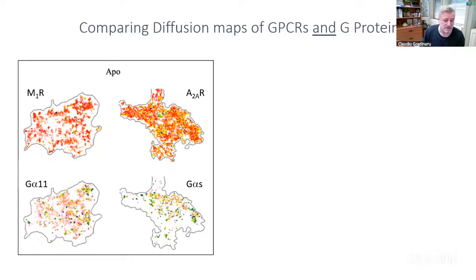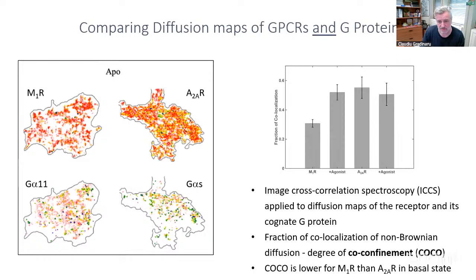If you look at the image analysis, there is cross correlation between the non-Brownian regions. That's what we plot here: the fraction of colocalization of non-Brownian diffusion in receptor and the G protein. So if you look here, this is the muscarinic M1. It has a lower fraction than the adenosine. So you see, it's about 30% colocalization with its G protein, whereas this one is 55, close to 60% for adenosine. So no ligand thrown at them. This has a higher co-confinement with its cognate G protein.